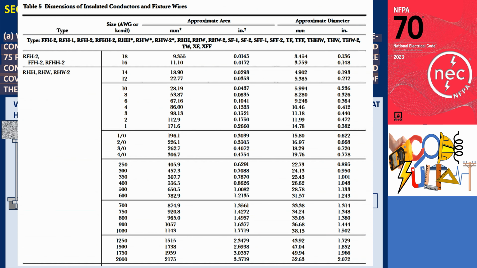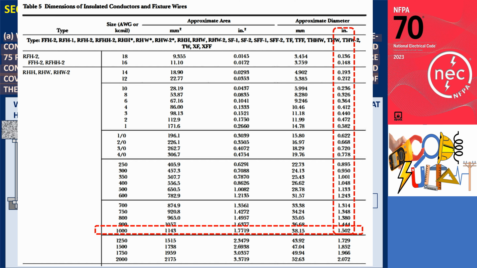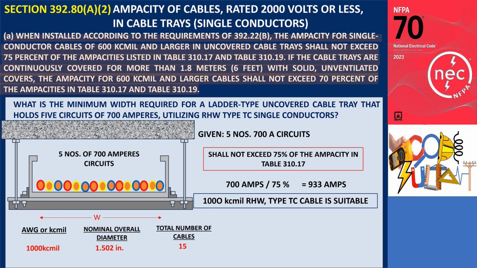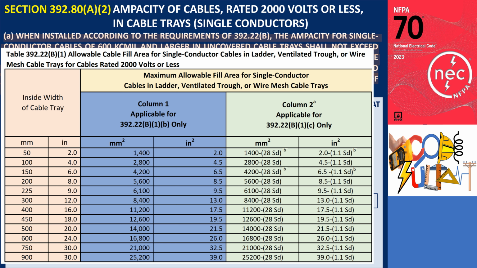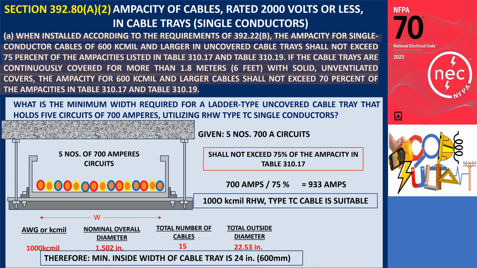The outside diameter of the cables can be found in Chapter 9, Table 5 of the NEC, or the manufacturer's catalog. The outside diameter of a 1000 kcmil cable is 1.502 inches. With a total of 15 cables, their combined outside diameter amounts to 22.53 inches. To determine the minimum tray width, we refer to Table 392.22(B)(1) of the NEC, which outlines allowable cable fill areas for single conductor cables in ladder-type trays. Given the total outside diameter of 22.53 inches, the next standard tray width that can accommodate this size is 24 inches, 600 millimeters. Therefore, the minimum width required for the ladder-type cable tray is 24 inches, 600 millimeters.